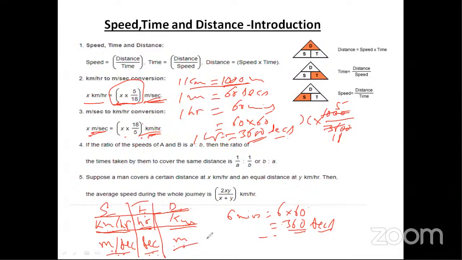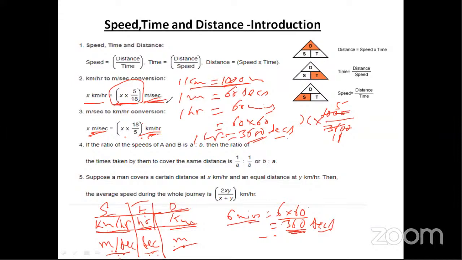So suppose example, speed is given in meter per second, but the time is given as 6 minutes. What we will do? 6 into 60 we will do, because 1 minute means 60 seconds. So 6 into 60, 360 seconds we have to use in the problem. I hope it's clear now. Okay, we'll move to the next part.